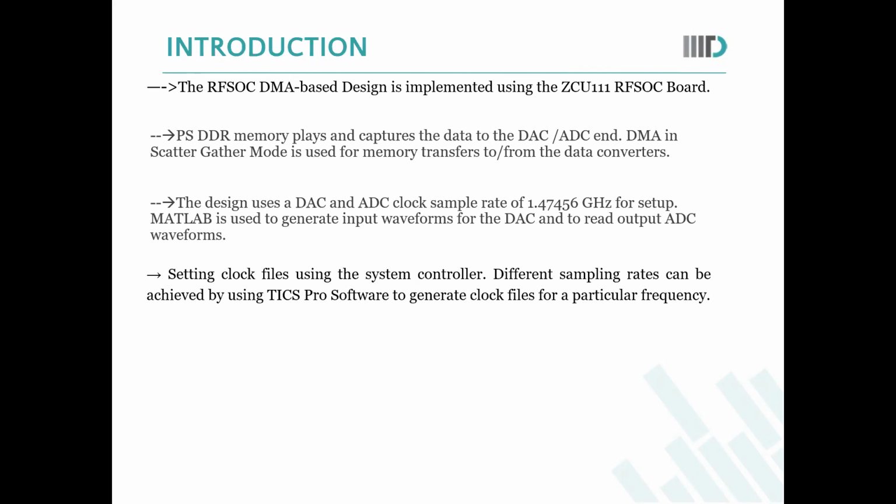For the design setup, we are setting the DAC and ADC clock sampling rate at 1.47456 GHz. MATLAB is used to generate the input waveforms for the DAC and to read the output received from the ADC end. For different sampling frequency rates, we are using the TICS Pro software to generate the clock files, as we discussed in the loopback design.